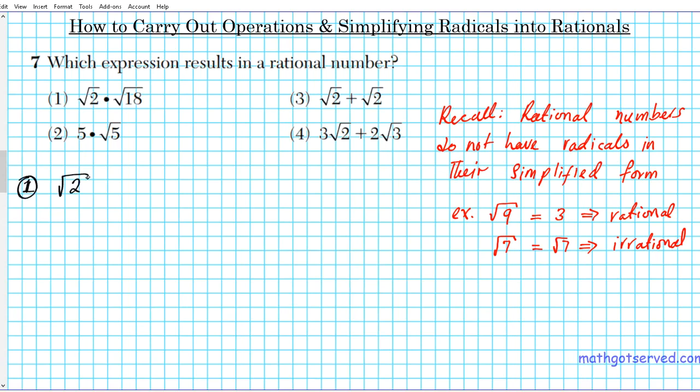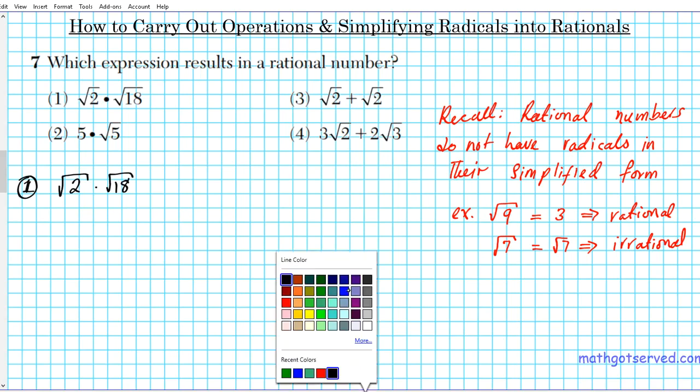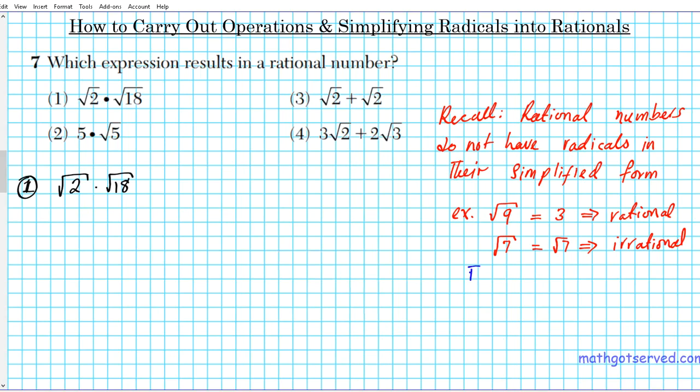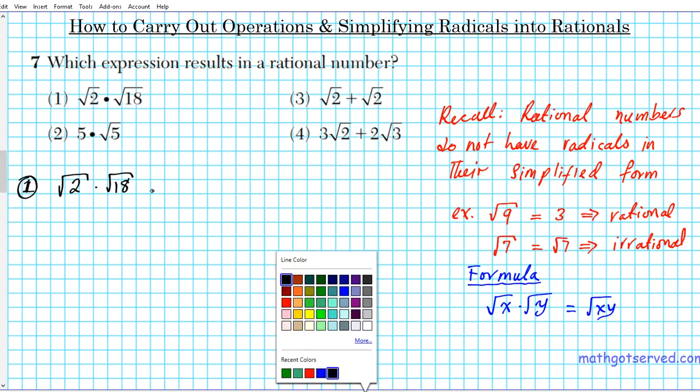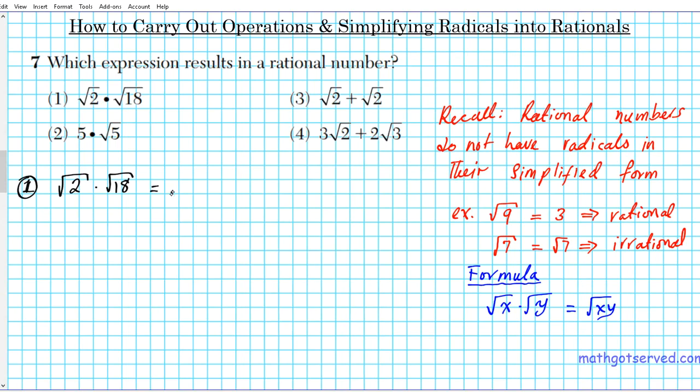Option 1, root 2 times root 18. So the formula for this one, let's just put some formulas here for simplifying radicals. You can always multiply radicals. There are no constraints there. So let's say you have root x times root y. All you do here is you multiply the radicands, all right, root xy. Applying that formula here, root 2 times root 18 is simply going to be the square root of 36.